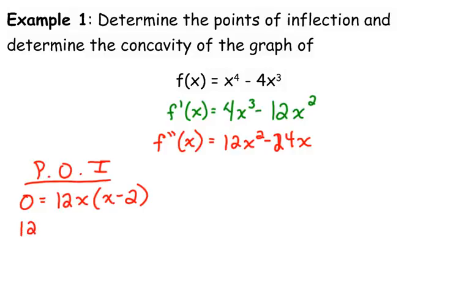Okay, so we're going to have two points of inflection. 12x is equal to 0, x minus 2 is equal to 0. So that says one point of inflection is at 0. One point of inflection is at 2.